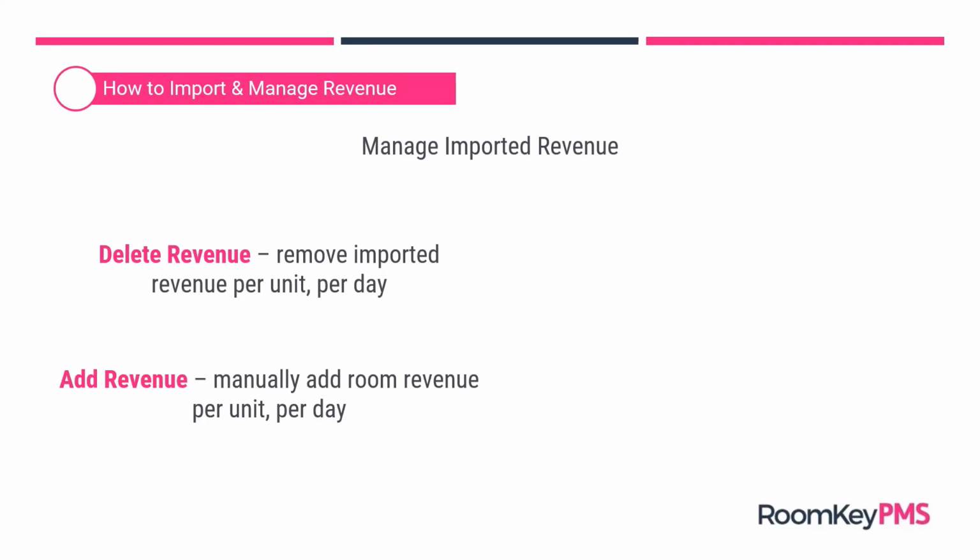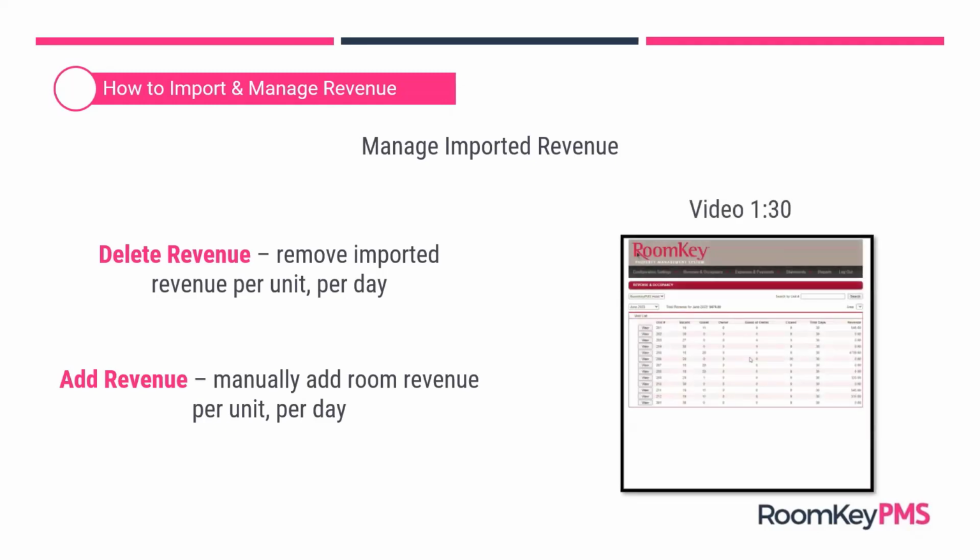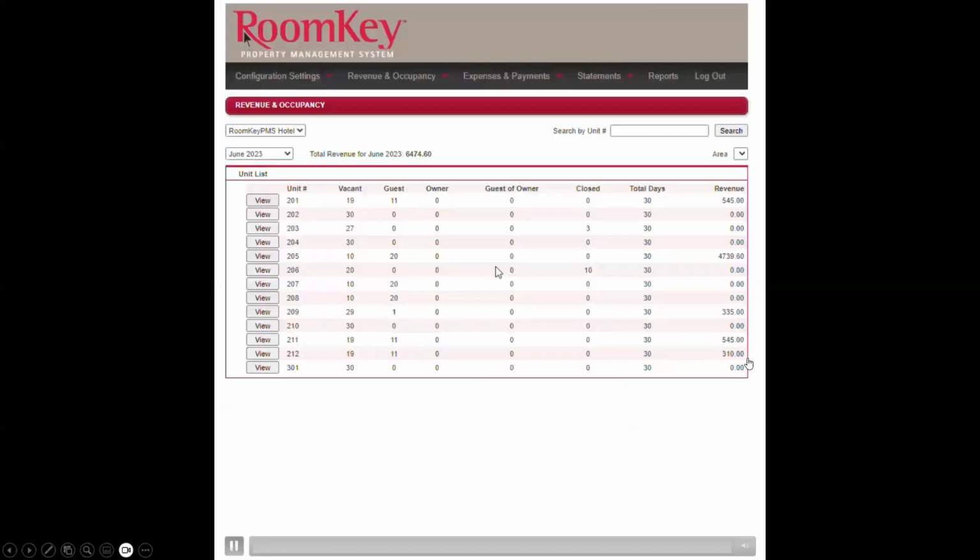You can do this per unit, per day. We'll see exactly how to do that. And the same with adding revenue. So when you add revenue, this is room revenue specifically, you are manually adding per unit per day. So I've got a video here that is going to take us through those steps and show exactly how to do this inside the HOA portal.